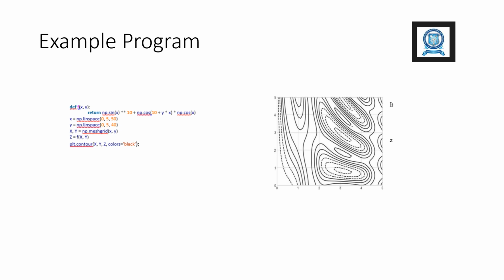Here is an example program. In this program, the plt.contour function is called and color is specified as black. The output for the given program is shown on the right side of the slide.